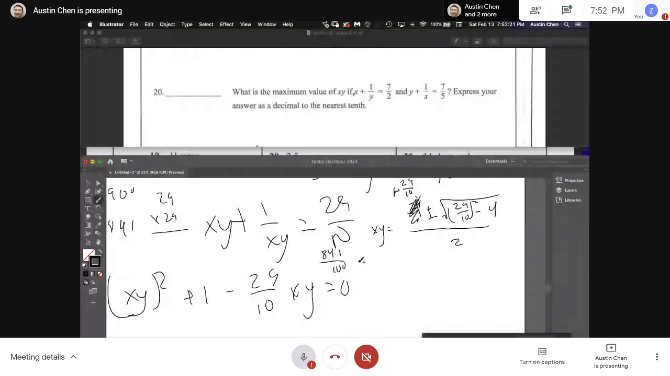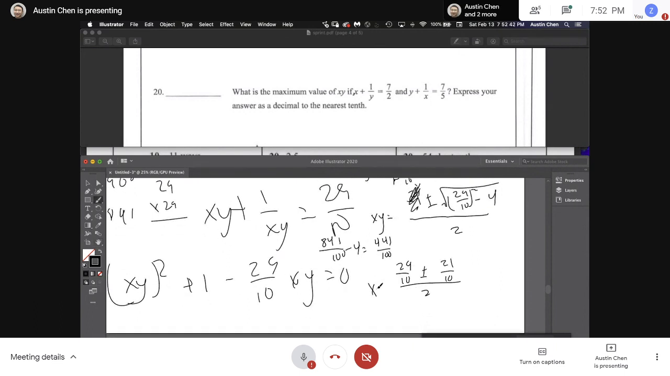Okay, but in any case, this square is just going to equal 841 over 100. And then if we're subtracting 4, this is going to equal 441 over 100. And then 441 is 21 squared, right? So then we could take this out of the radical as 21/10. So then we have 29/10 plus or minus 21/10 over 2, and this is equal to xy.